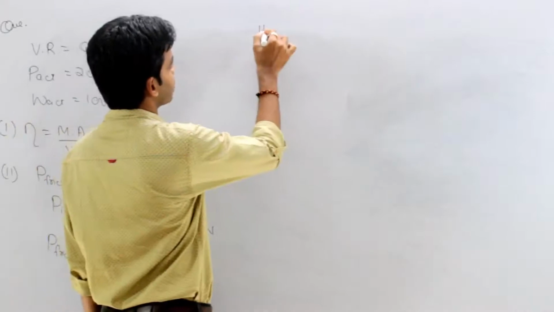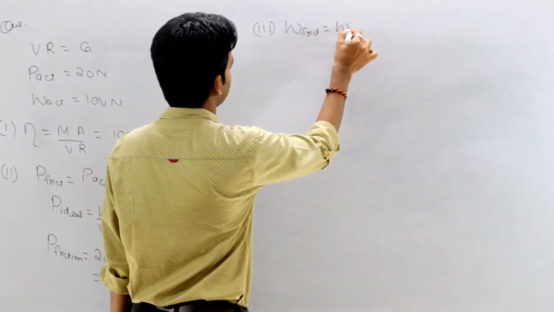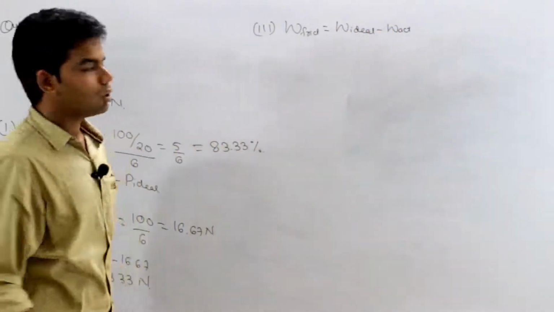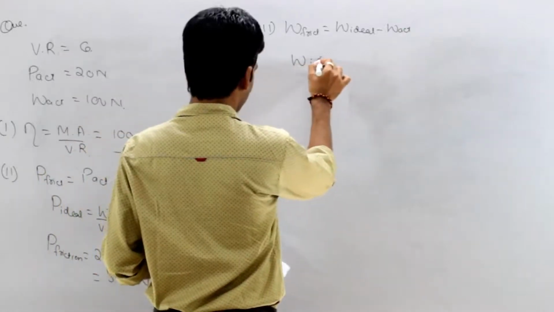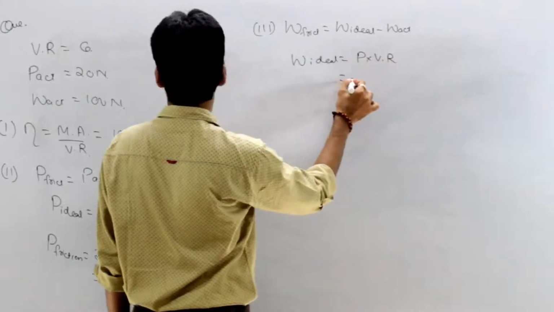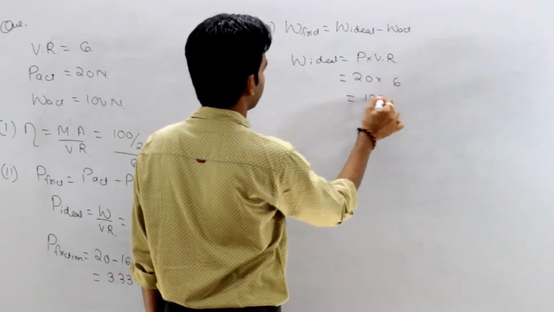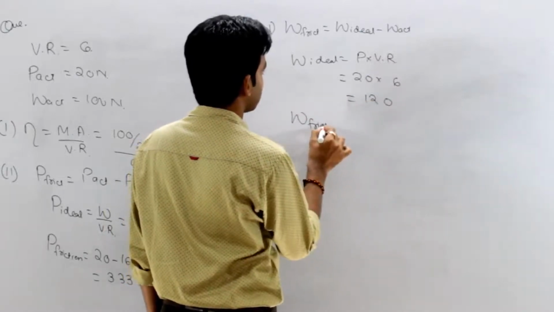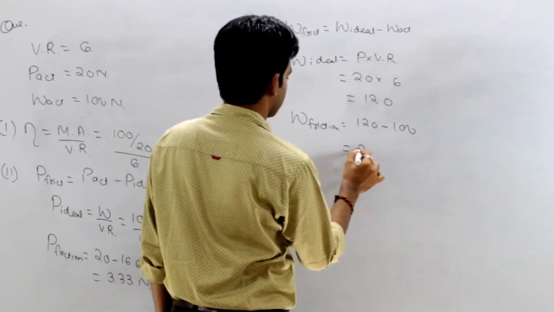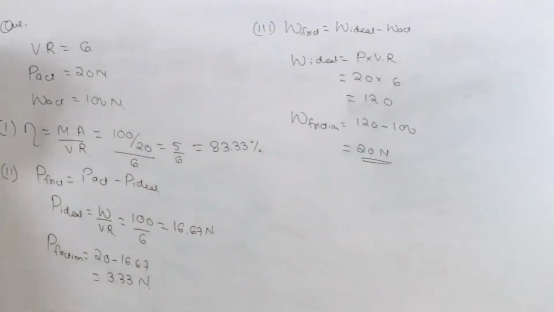Third point is nothing but frictional load. That means W friction we have to determine. So this W friction is nothing but W ideal minus W actual. Okay. And I told you how to determine this W ideal. So this W ideal is nothing but P into velocity ratio. So this will be equal to what? P is 20 into velocity ratio given is 6. So this will be equal to 120. So this W friction will be equal to 120 minus 100, which is equal to 20 Newton. That's it. Simple question. Answer. Okay.